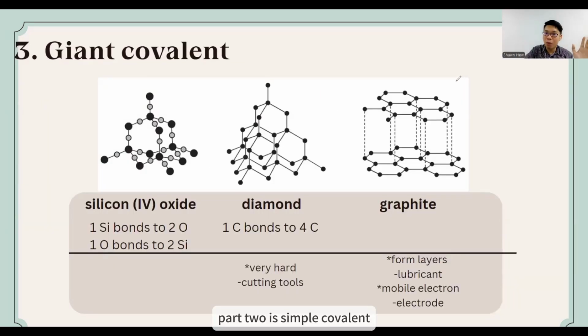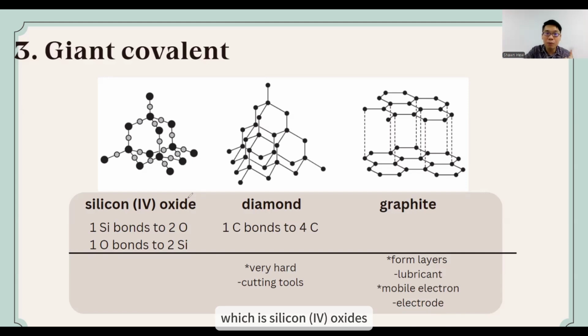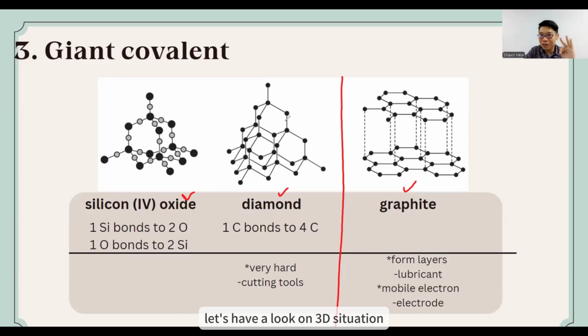Part 2 is simple covalent, where the sharing of electrons happens in only a few atoms or two atoms. But for giant covalent in part 3, there are many atoms sharing electrons with each other. There are 3 things that we need to know, which are silicon dioxide, diamond, and graphite. Let's have a look at the 3D situation. Silicon oxide consists of 2 types of atom, silicon and oxygen. So 1 silicon will bond to 2 oxygen, and 1 oxygen will bond to 2 silicon.